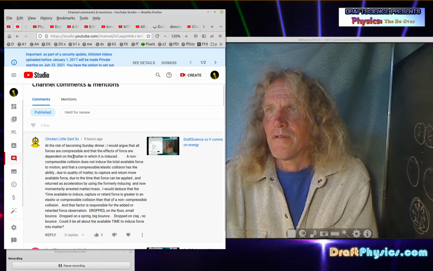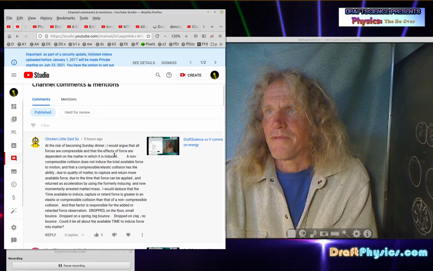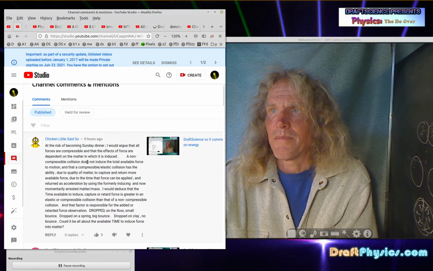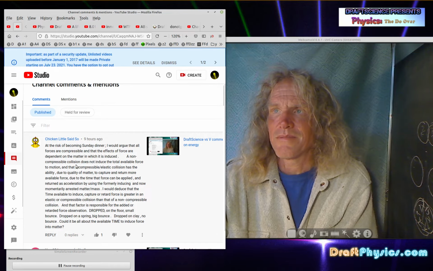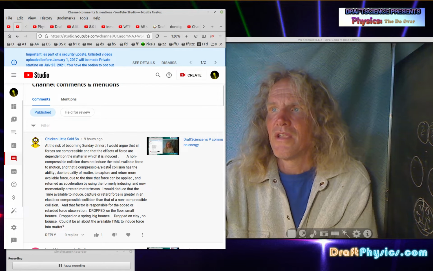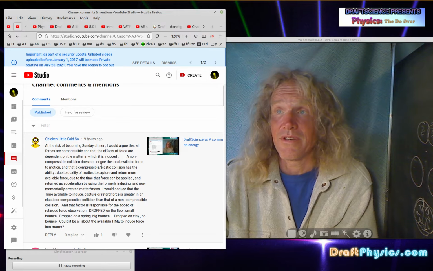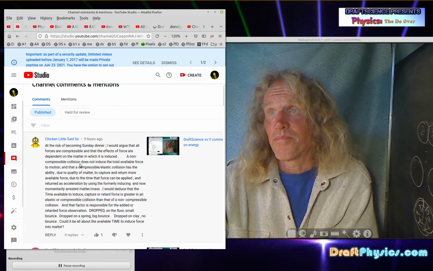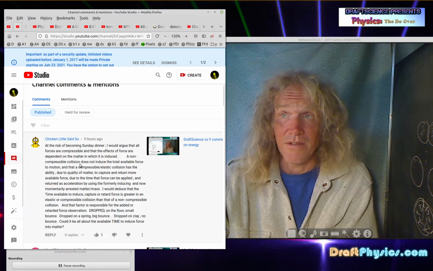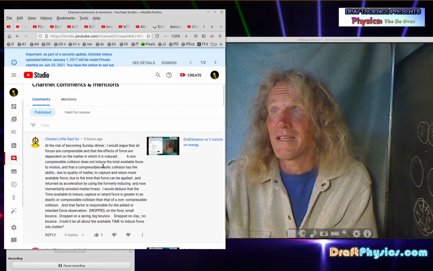I would argue that all forces are compressible and that the effects of force are dependent on the matter in which it is induced. Okay, so everybody goes through that. A non-compressible collision does not induce the total available force to motion. So induce is not the right word, right? Does not convert, you could say. So a non-compressible collision, that would be steel, let's say, does not induce the total available force to motion.